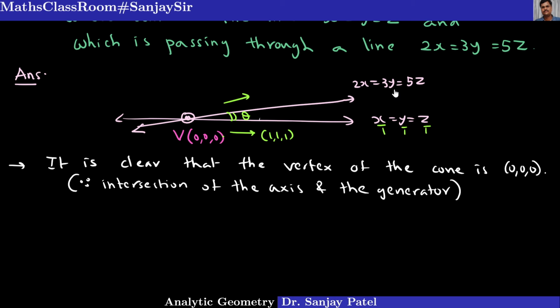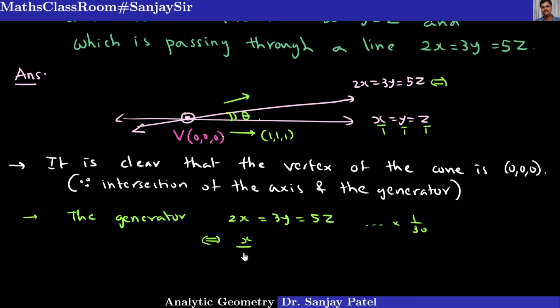direction of this generator, which you can write this equation as, let me write here, the generator that is 2x is equal to 3y is equal to 5z. I can write this, taking the LCM of 2, 3 and 5, that is 30, and dividing this equation by 30, what I will get is x upon 15 is equal to y upon 10 is equal to z upon 6. So the direction of this generator you can take as 15, 10 and 6, or one can take the direction as x upon 1, means by writing this equation in a different form.